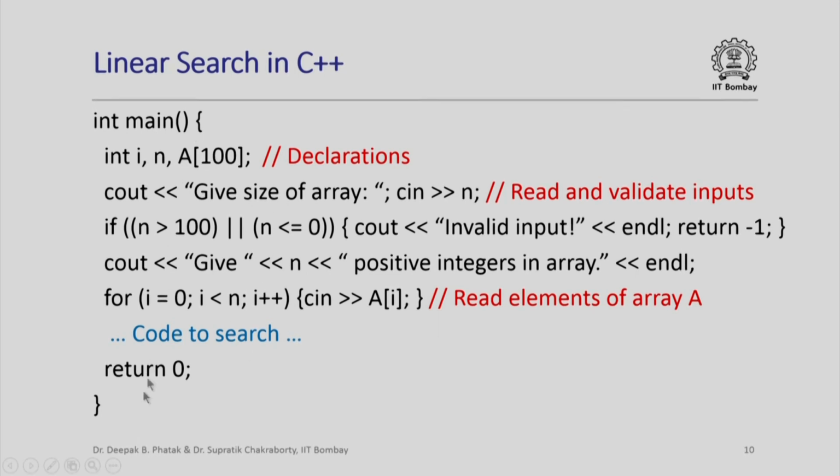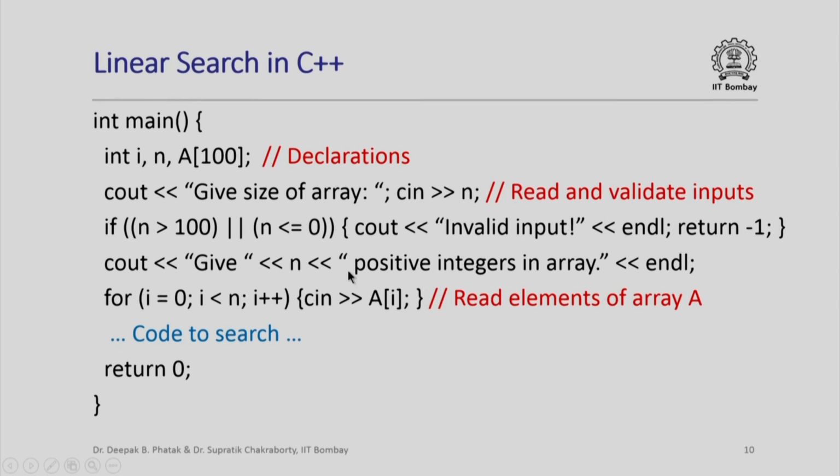This is the main function. Here I have my declarations. So here is my array A containing up to 100 integers in which I want to search for a given integer. So I ask for the size of the array and read in the size of the array from the user, and then I do some input validation. We have seen this earlier, and then I ask the user to give in all the n positive integers in the array. So in this case, this program is asking the user to give only positive integers in the array.